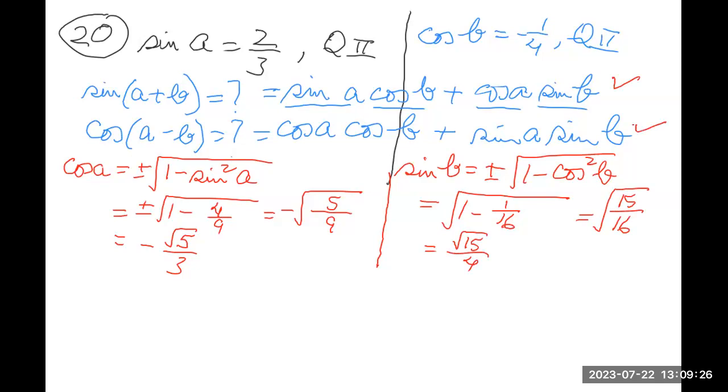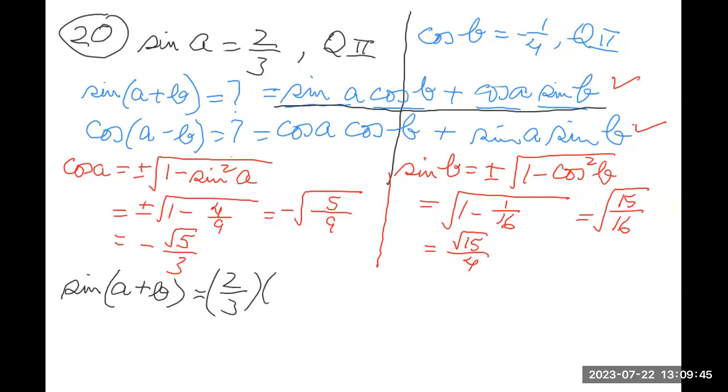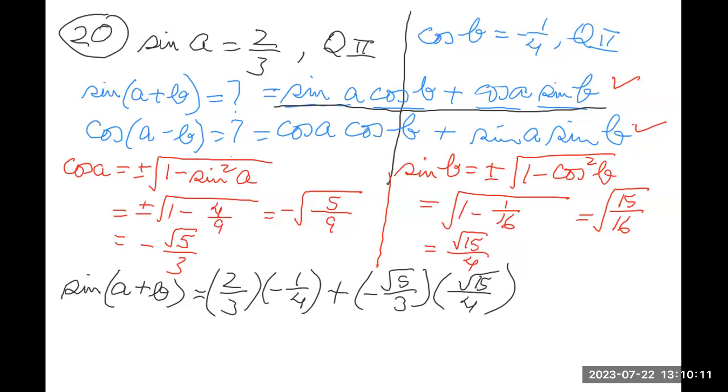So sine of A plus B, plugging in the numbers we found here, is sine A, that's 2/3, given to us, times cosine B, which is negative 1/4, again given to us, plus cosine A, which we found was negative root 5 over 3, times sine B, which we found to be root 15 over 4. And then you can simplify this.